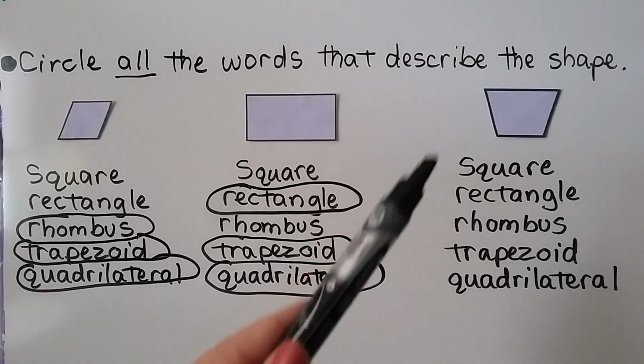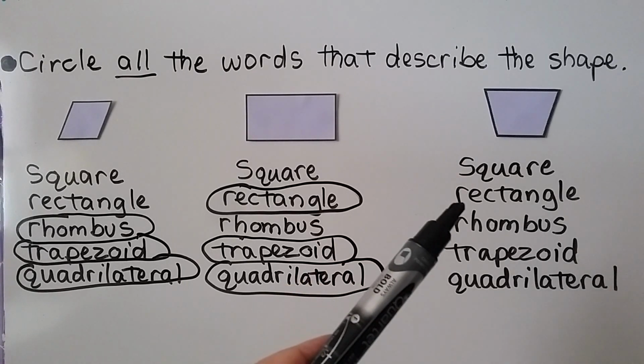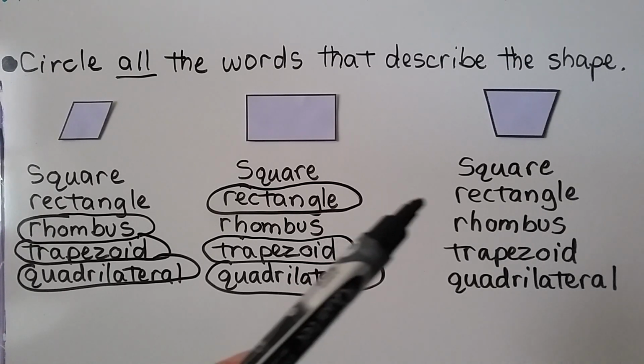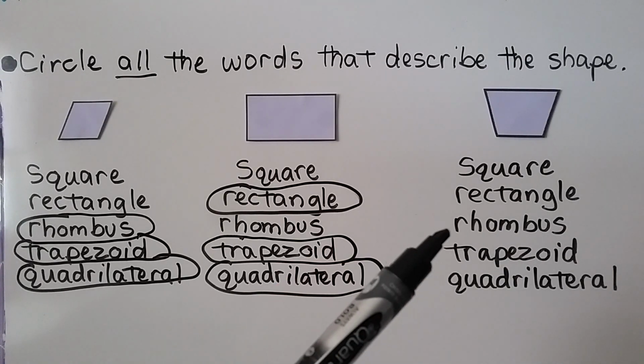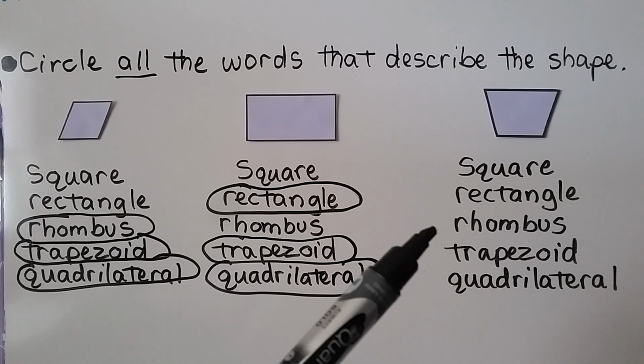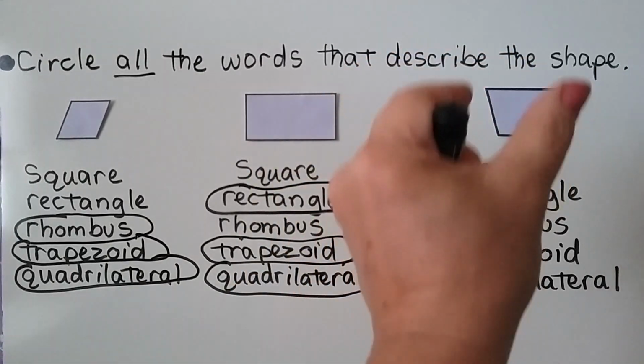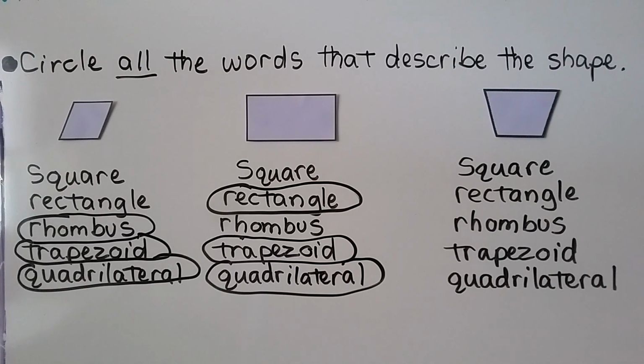What about this one? That's not a square, is it? Is it a rectangle? Does it have two pairs of opposite sides that are parallel and four perpendicular angles? No, it doesn't have four perpendicular angles. Can it be considered a rhombus? Does it have two pairs of opposite sides that are parallel? Well, these are parallel, but these aren't. So no, it's not a rhombus.